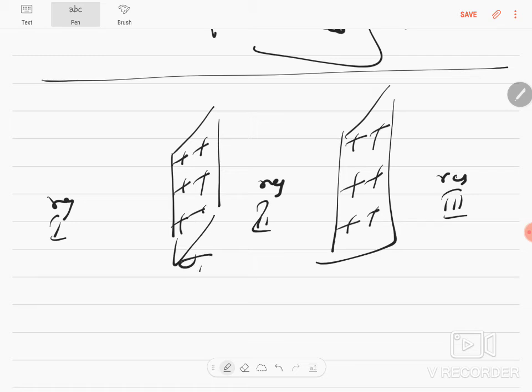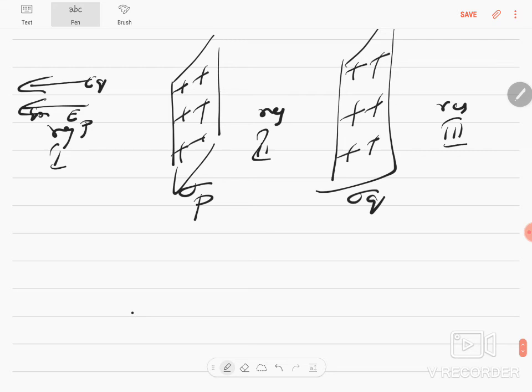You know this is sigma P, the surface charge density of plate P, and sigma Q is the surface charge density here. Now imagine a test charge here. This positive charge is going to repel it, and this positive charge is also going to repel it. So the electric field due to P and the electric field due to Q are both in the same direction.